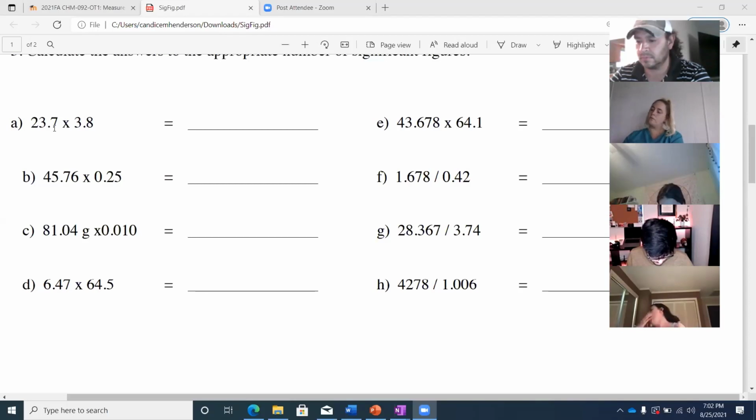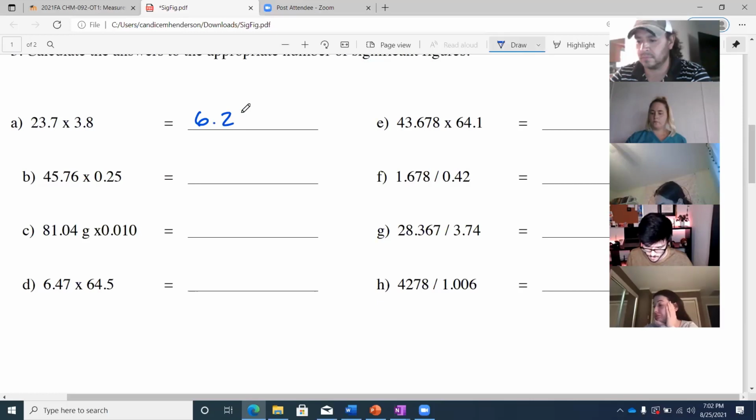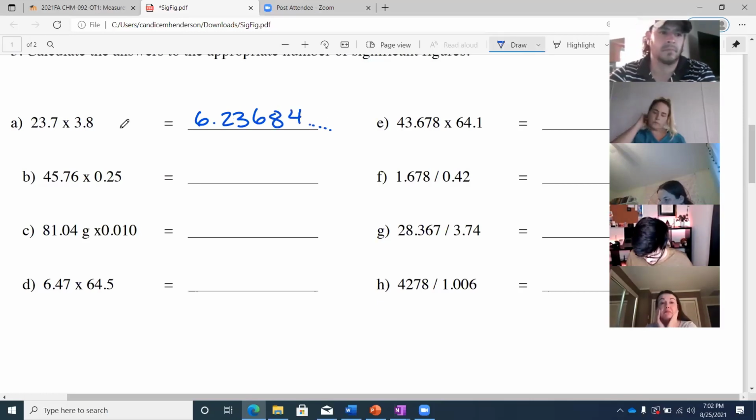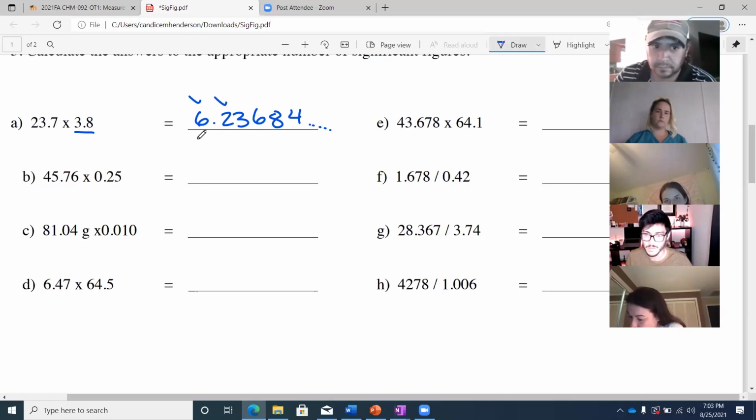Okay, so looking at this first one here, we'll get a number. The calculator pops out something quite long, like 6.23684, and so on and so on. I only get to use how many sig figs? 2 sig figs. This has 3, this has 2. So I get to keep the 6 and I get to keep the 2. I would round it to 6.2.